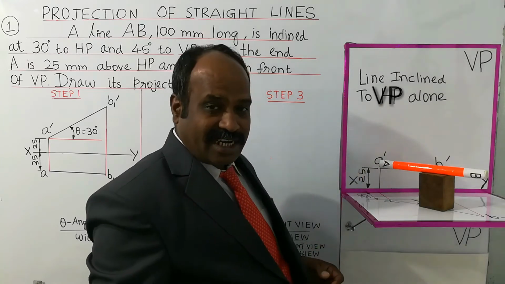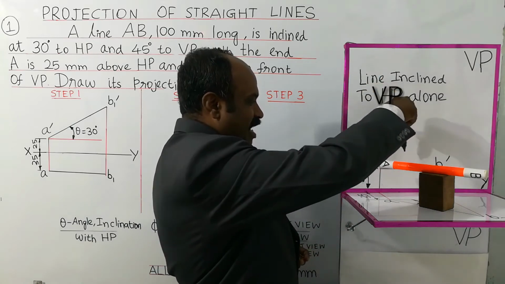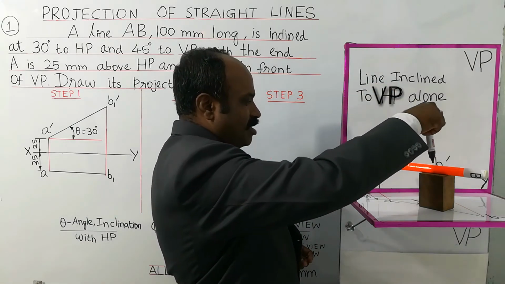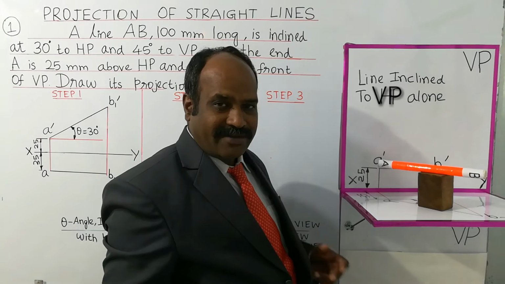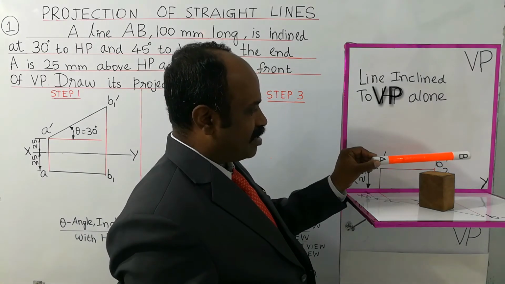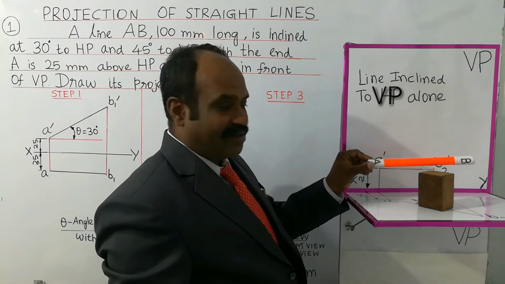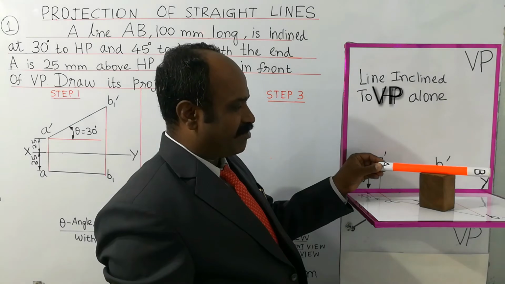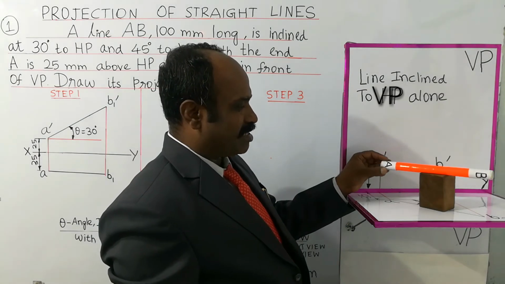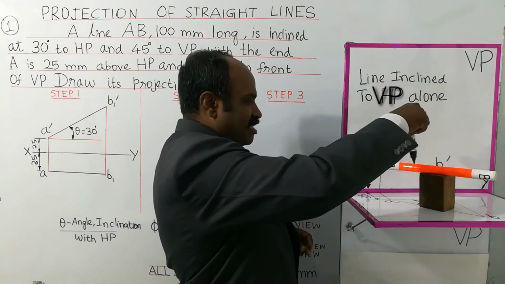The angle of inclination called phi, that is inclined to VP, is this angle, 45 degree inclined to VP. Suppose the line makes 0 degree with VP, it may be kept like this. Now it is parallel to HP and VP. And now it makes 45 degree with the VP. So I have to tilt like this, turning this AB line, and it may be kept like this. This angle is called inclined to VP. This angle, 45 degree, is the angle.